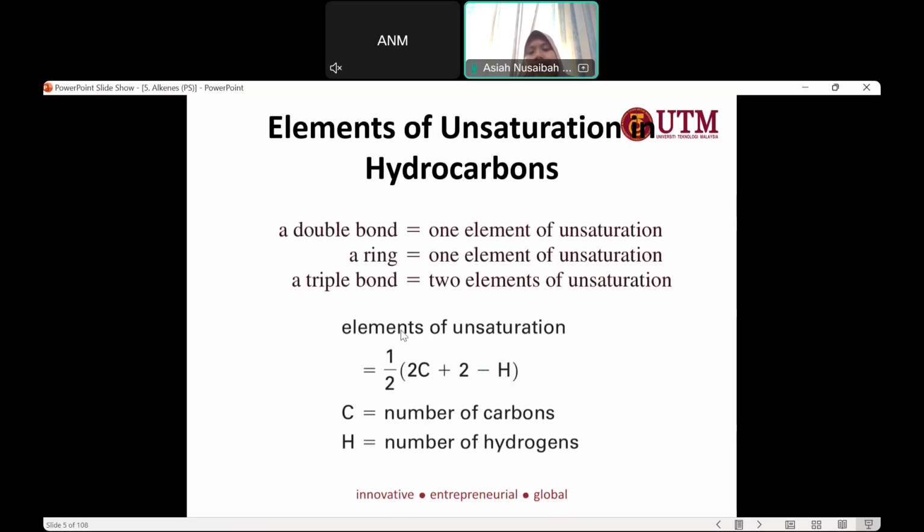Now we can see here there is an equation to help us count how many elements of unsaturation there are in a hydrocarbon. The formula is written here where the number of elements of unsaturation is equal to half times 2C plus 2 minus H. Remember, half times 2C plus 2 minus H. C here represents the number of carbons and H represents the number of hydrogens.